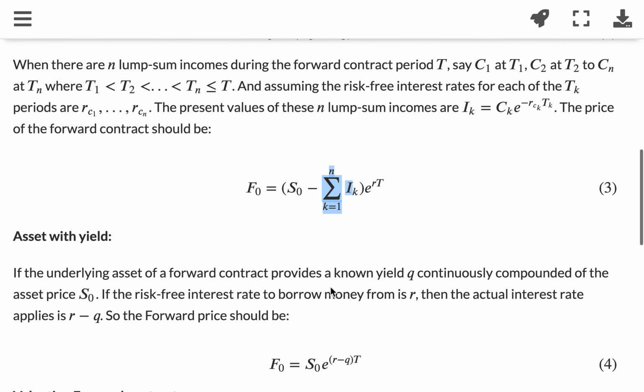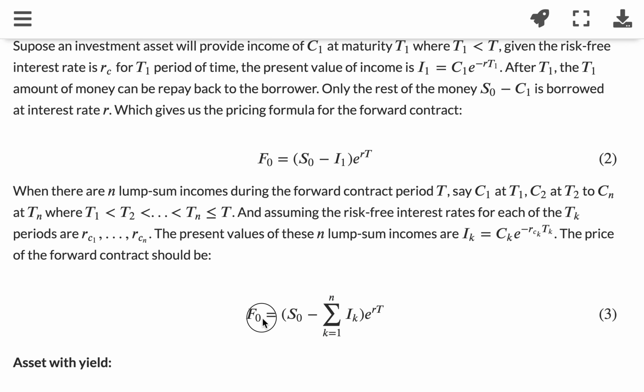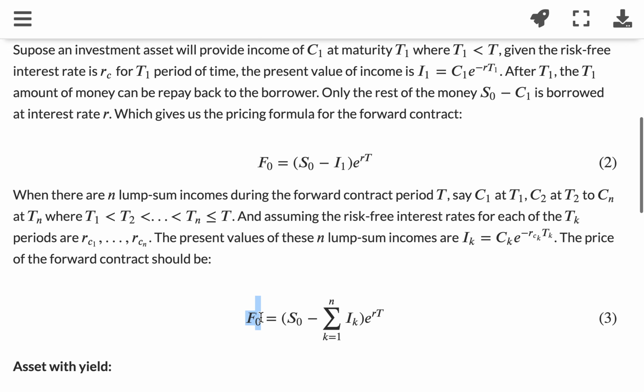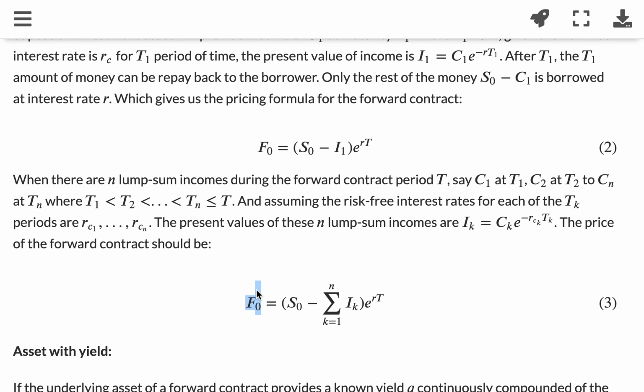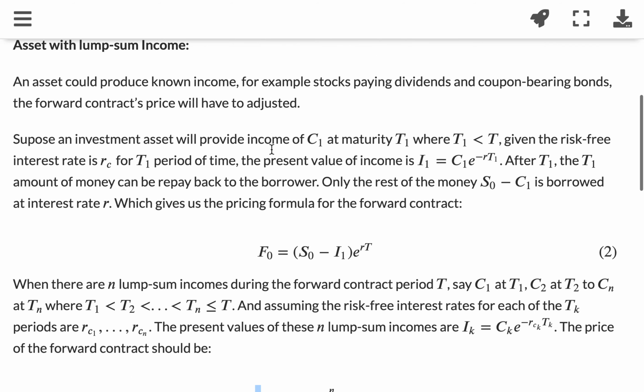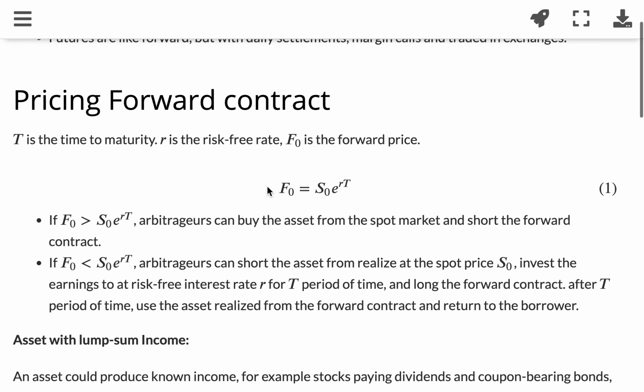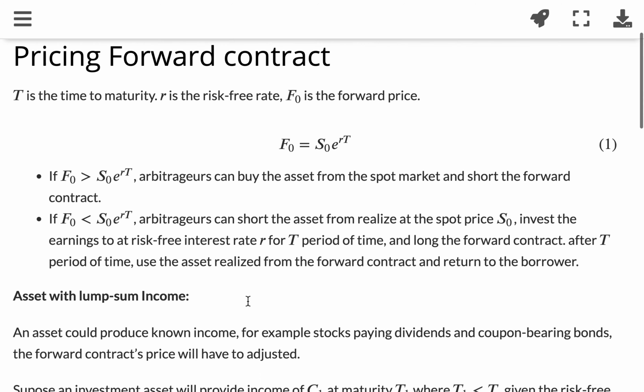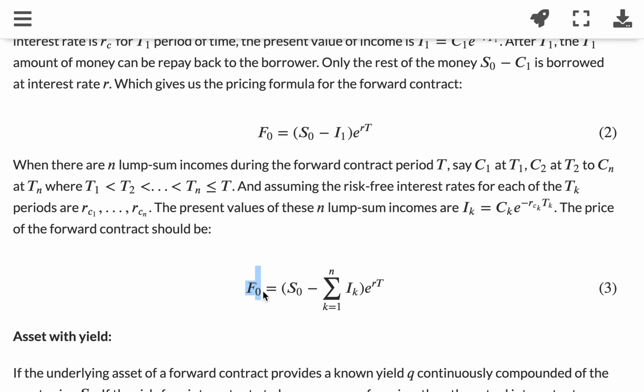So that's how we can price for investment assets, and the same principle is similar to this one. If S0 is greater or less than this, then there are arbitrage opportunities.